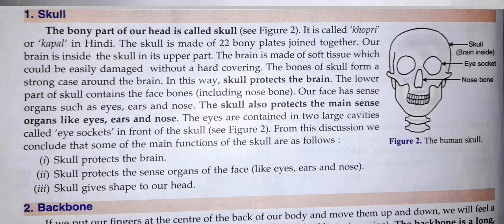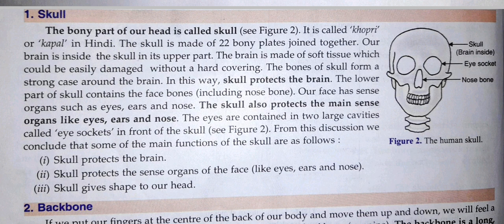In yesterday's video you had seen that skeleton. Skeleton consists of skull, backbone, rib cage, shoulder bones. So one by one we will describe all these human parts in detail. So first we are starting with the skull. In Hindi we call it as a khopri or the kapal.